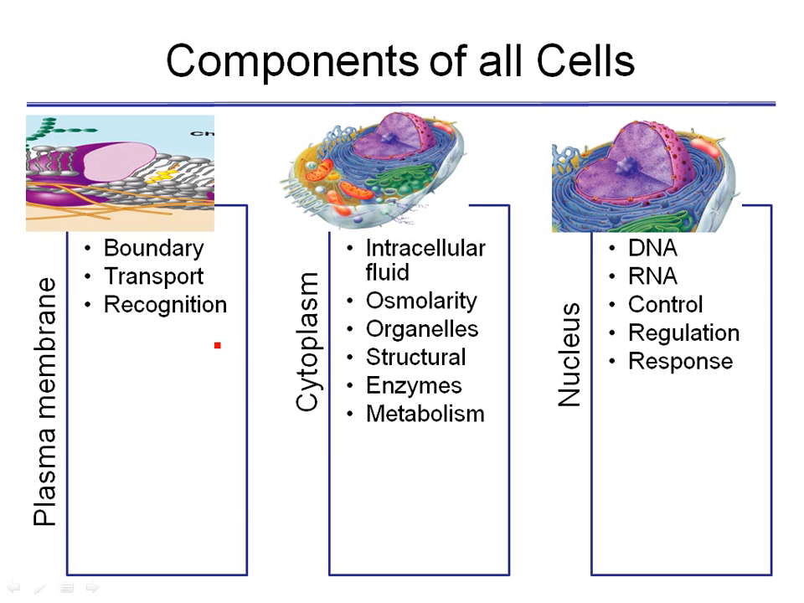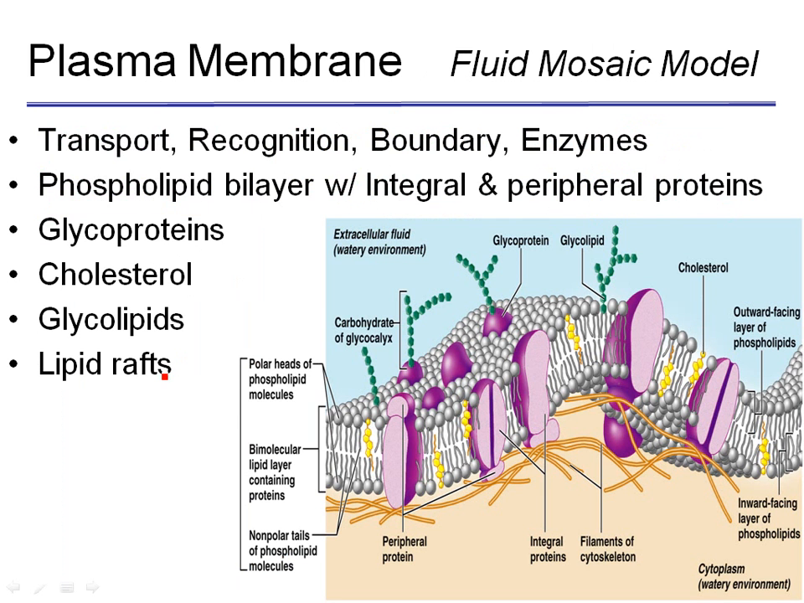Then we have the nucleus, which contains the DNA, and you make RNA from that DNA. DNA is the user manual for the cell. So it is the site of control and regulation and response. We focused on the plasma membrane in lecture and its structure and how that structure relates to its function. The plasma membrane is a phospholipid bilayer. You should be able to circle those on this picture.